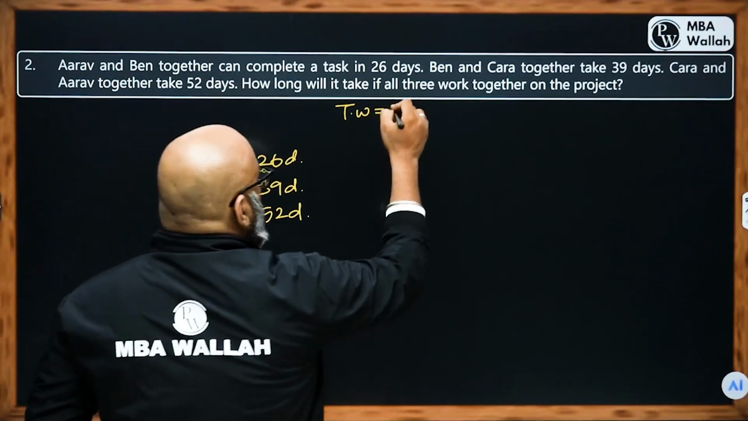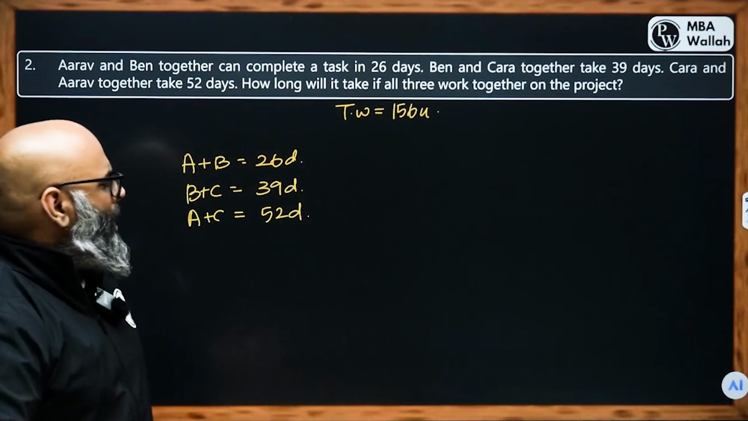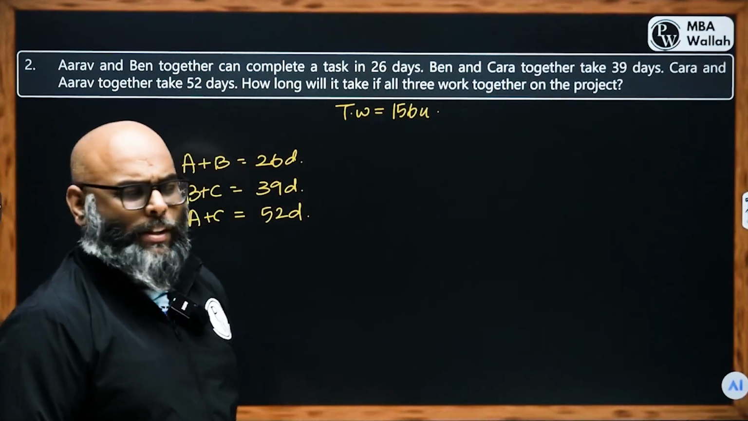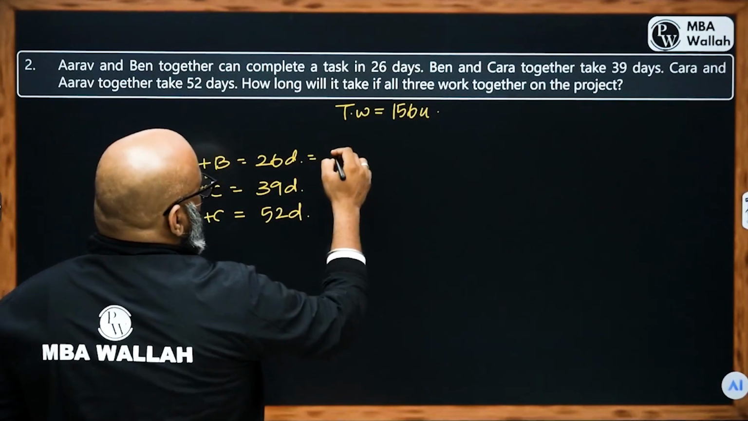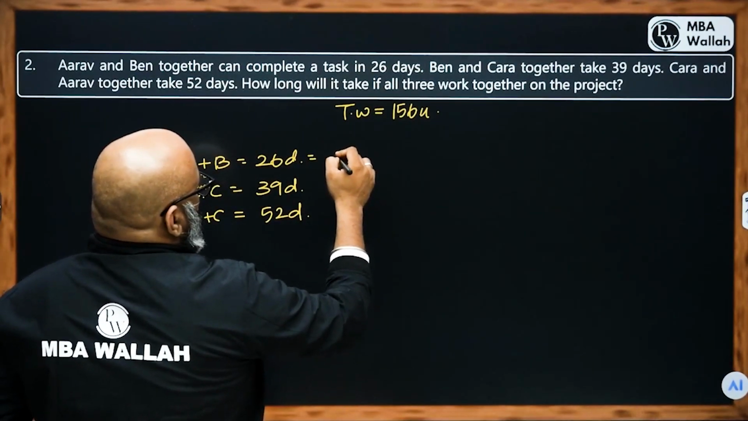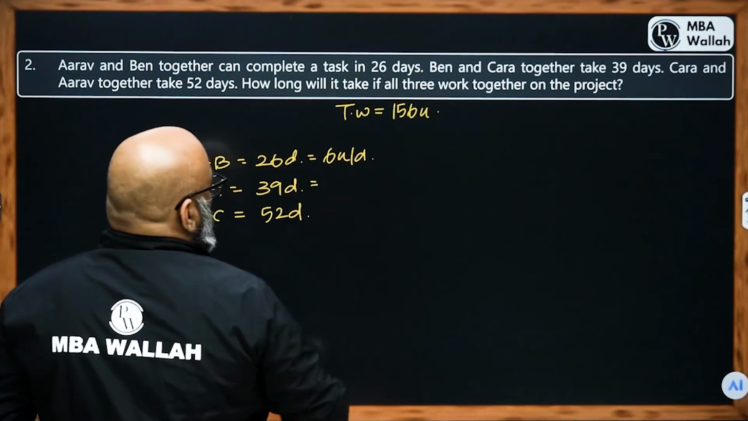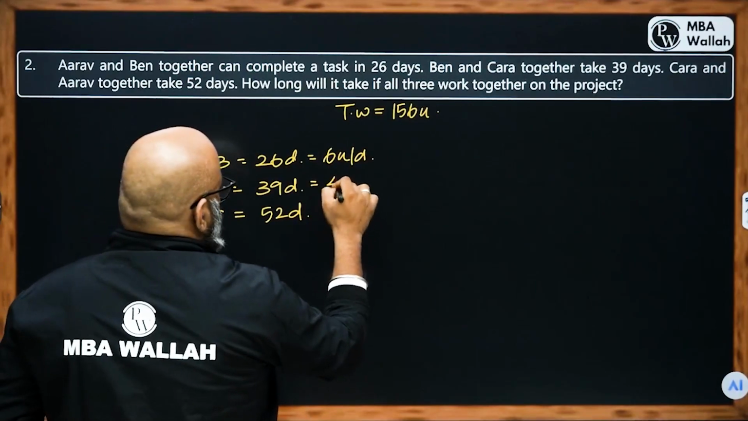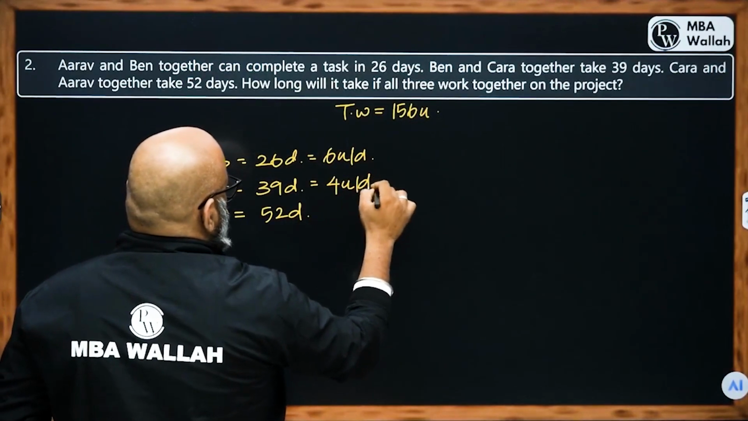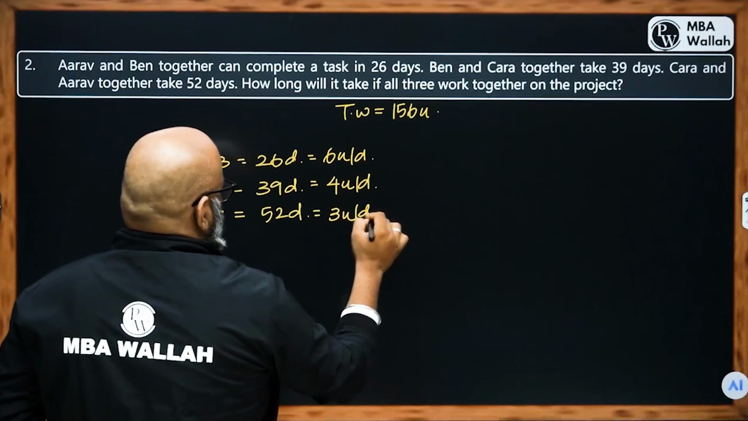12 into 30, total work LCM is 156 units. LCM of 26, 39 and 52 will be 156 units. So this 26 days, so this will be 5 times 6 units per day. This will be 39 into 4 units per day. And this will be 3 units per day.